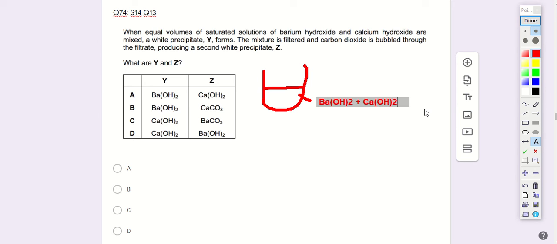Okay, it's not that they will react, because both are hydroxides, both are basic. They only mix because they can dissolve in water to give hydroxide ions. The cations pick up each other's hydroxide ions. Then a white precipitate is formed.